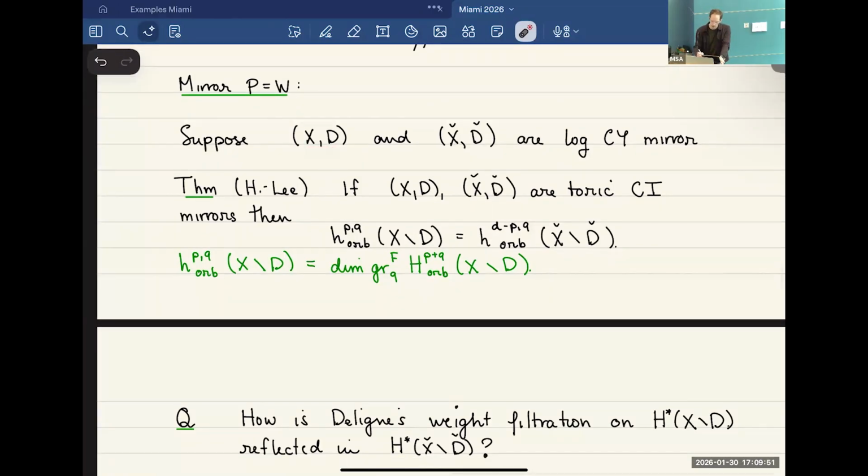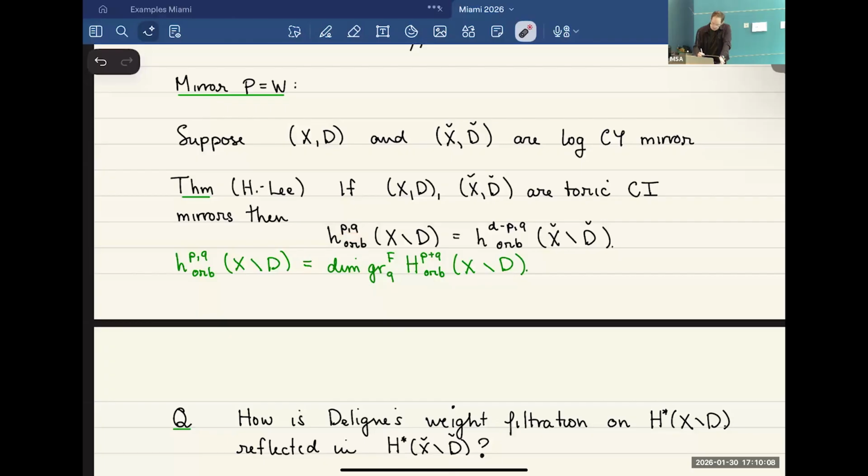So you can do this, and a consequence of the work with Sukjoo is that you can show that this type of duality holds for log Calabi-Yau mirror pairs that come from complete intersections. So here I have H^{p,q} on one side and H^{d-p,q} on the other side, where I mean that H^{p,q} is the dimension of the F-graded piece of H^{p+q} on this cohomology. So I just take the Hodge filtration on the cohomology of X minus D, and I compare the Hodge graded pieces of one side to the mirror.